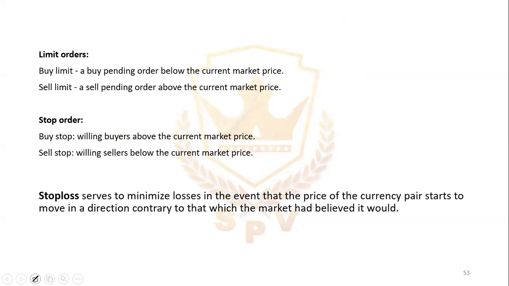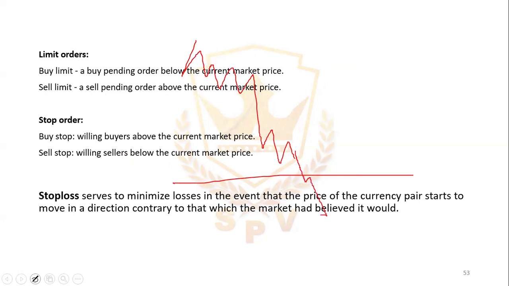And for a sell stop, that means you're a willing seller below the current market price. The market is actually selling, and you see if it breaks a certain area, then it will continue to sell significantly. So you put your sell stop at that area whilst the market is still up here. So if the market reaches that point, the order will be executed. And if it goes in your favor, you'll be in profit.